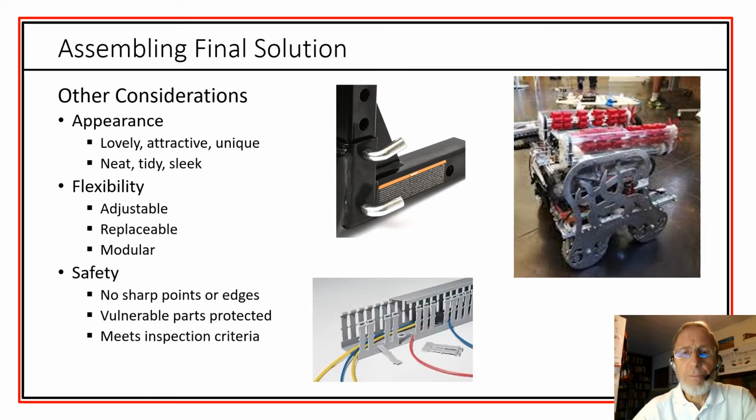And finally, safety. Of course, we don't want any sharp points or edges that could injure operators or people who are maintaining it. We also need to think about safety for things that are vulnerable, like the wires, electronics. Make sure that we have assembled them in such a way that they're protected from damage. And also, such as robots in competition that need to go through inspection, we need to make sure that we have met all the requirements, all the criteria that have been defined for us to be able to participate in competition.